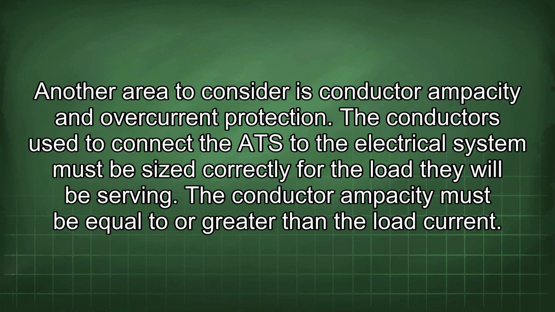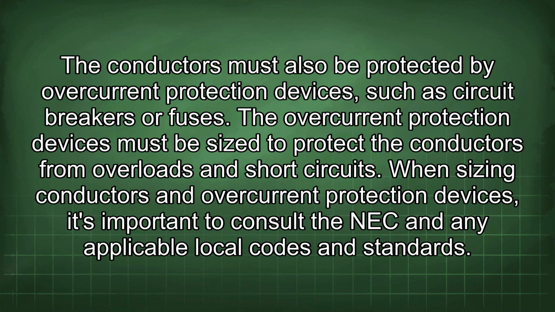Another area to consider is conductor ampacity and overcurrent protection. The conductors used to connect the ATS to the electrical system must be sized correctly for the load they will be serving. The conductor ampacity must be equal to or greater than the load current. The conductors must also be protected by overcurrent protection devices such as circuit breakers or fuses. The overcurrent protection devices must be sized to protect the conductors from overloads and short circuits. When sizing conductors and overcurrent protection devices, it's important to consult the NEC and any applicable local codes and standards.